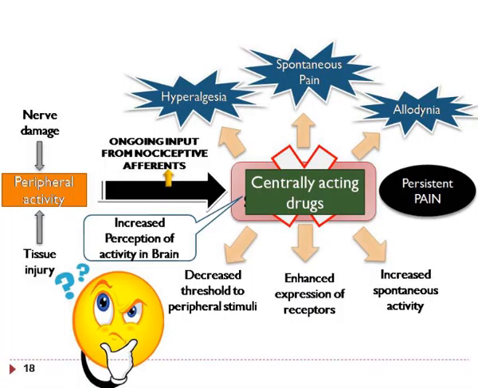So this cartoon is again summarizing what I have said: there is a peripheral activity in response to painful stimuli, and it is sent to the brain, causing central sensitization, that leads to hyperalgesia, spontaneous pain, and allodynia. All these three attributes are due to decreased pain threshold because of the stimulus, enhanced expression of receptors at the central level, and increased spontaneous activity. So you feel the acute pain followed by the chronic pain, and the chronic pain persists with hyperalgesia, spontaneous pain and allodynia, and most of our diabetic patients are coming with this kind of problem.